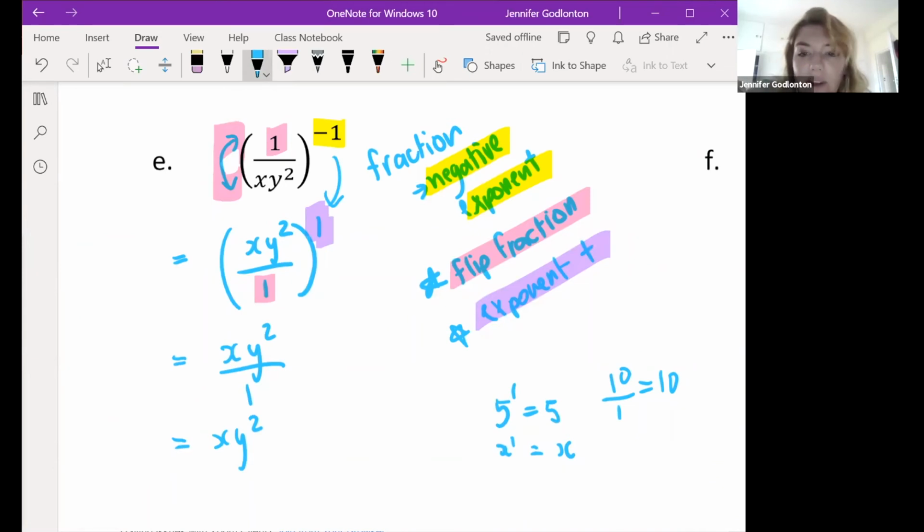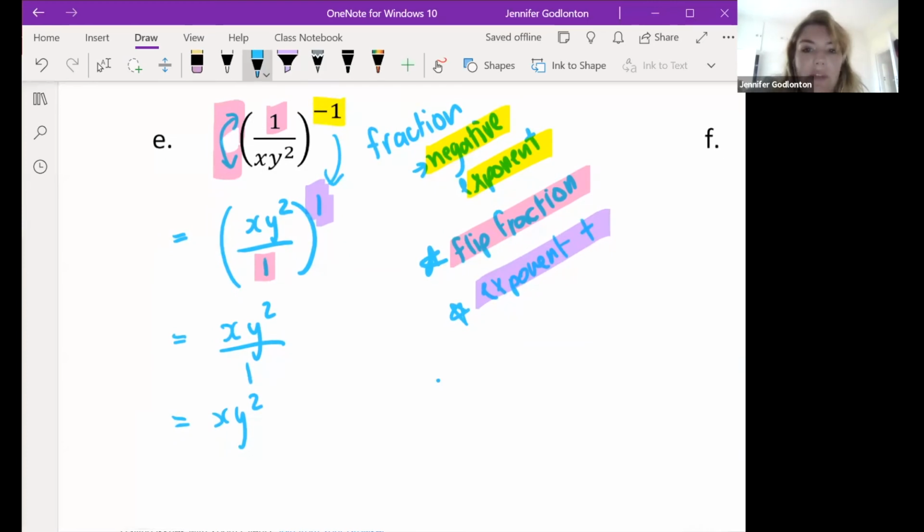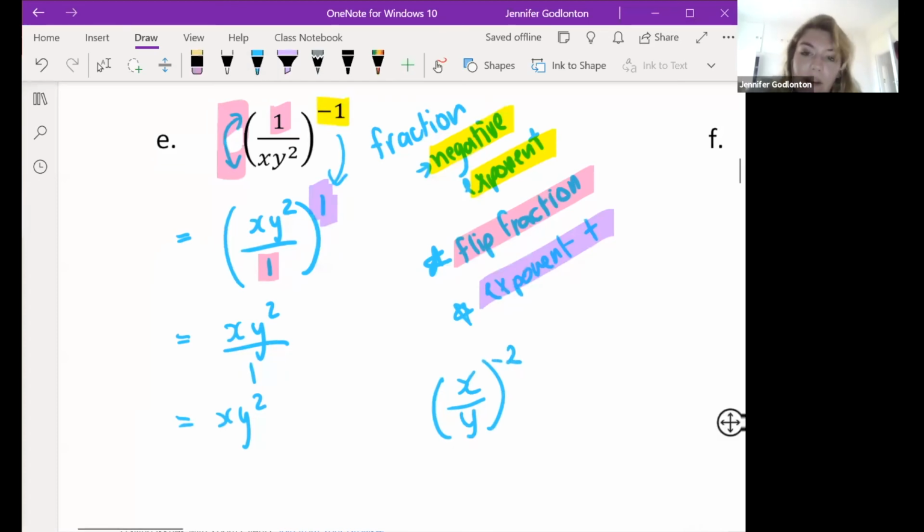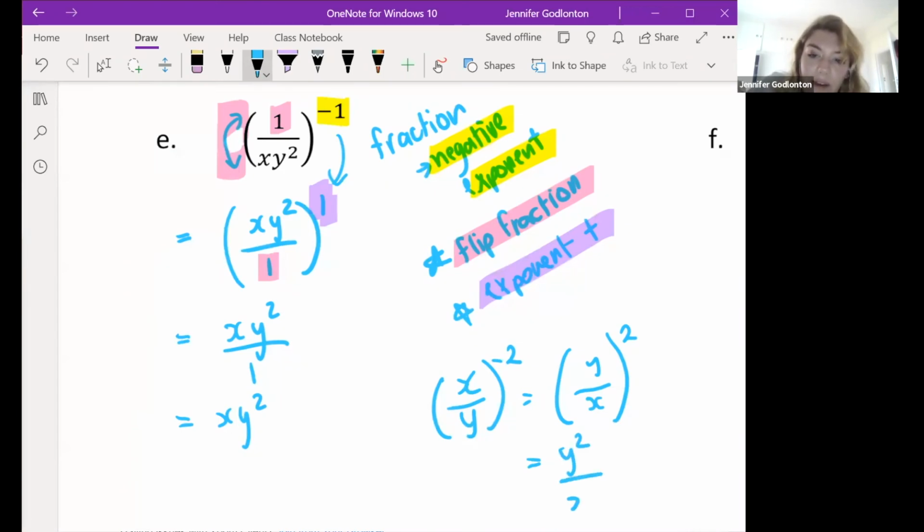Whenever you have any kind of fraction, for example, if I had x over y to the power of -2, what I'm going to do is flip my fraction. So that's going to be y over x to the power of +2. And then I've got this power of 2 up here, so that's going to be y squared over x squared, and that would be my final answer. So whenever you have a negative power with a fraction, all you have to do is flip the fraction and then solve from there.